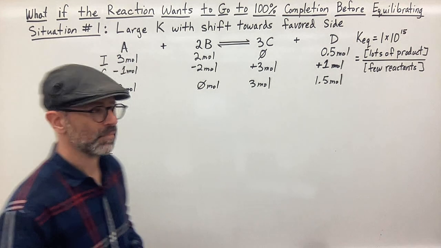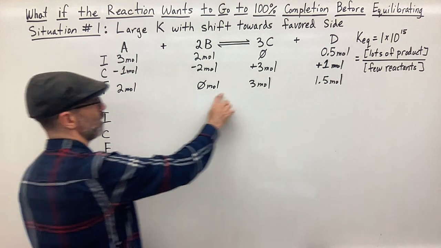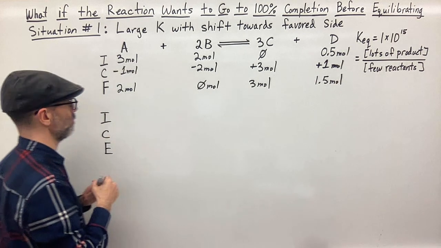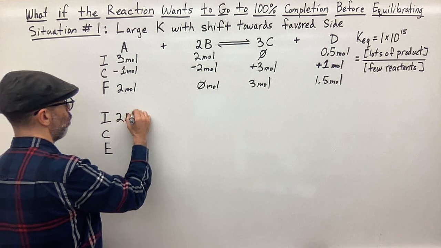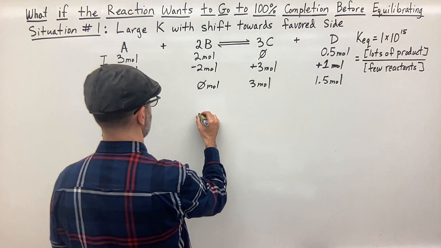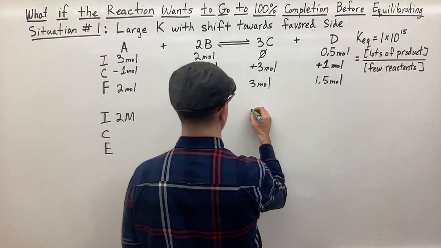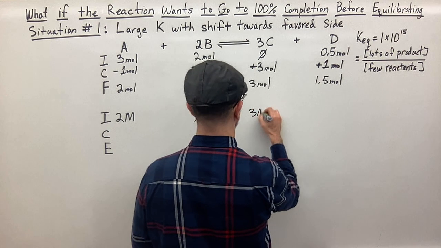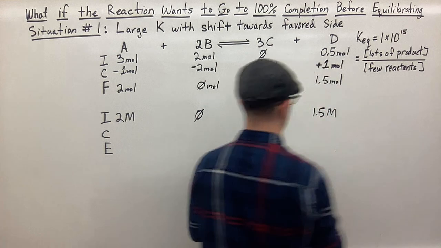Okay, so I divide this by 1 liter, 1 liter, 1 liter, 1 liter. I get the same numbers. So now I have 2 molar for my A, and I have 0 here for my B. I have 3 molar here, and I have 1.5 molar there.